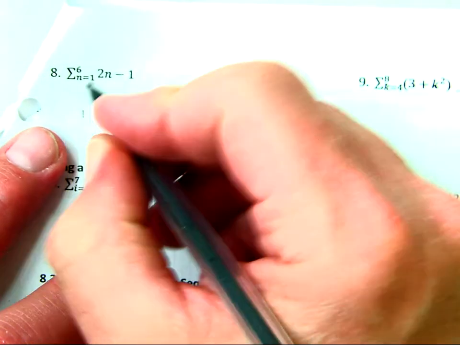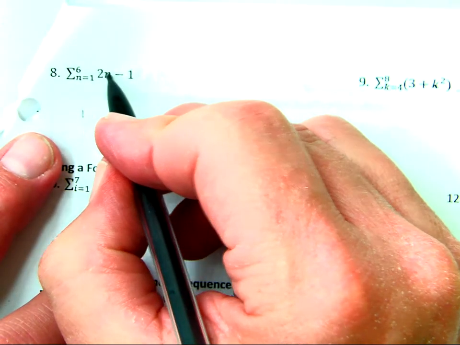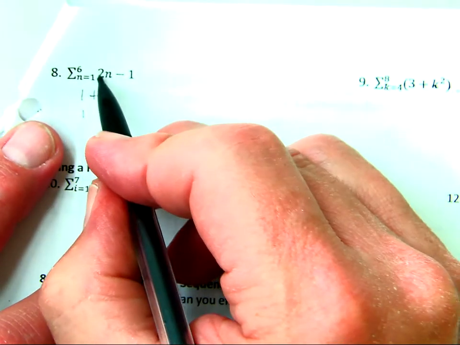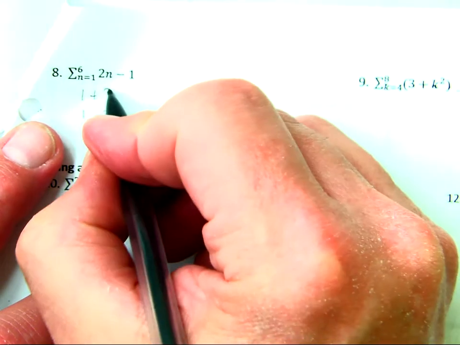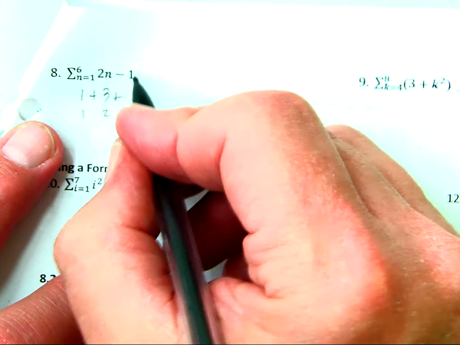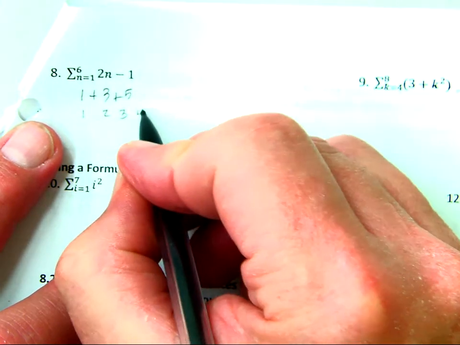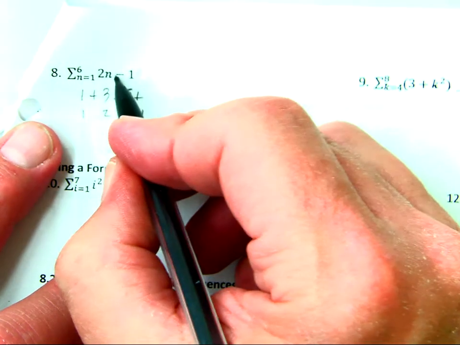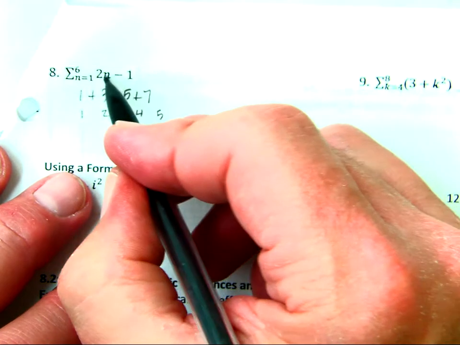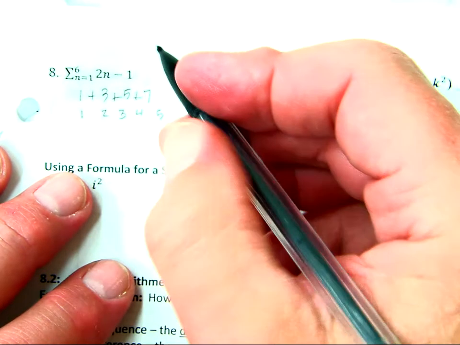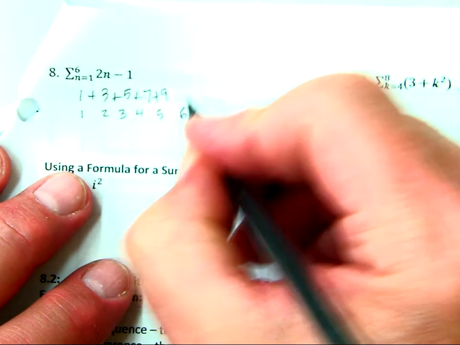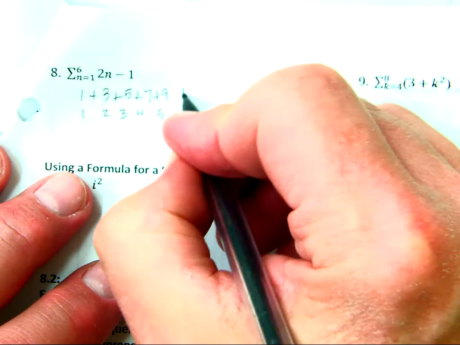So if n is 1, that'll be 2 times 1 is 2, minus 1 is 1. N is 2, that'll be 4 minus 1 is 3. N is 3, that'll be 6 minus 1 is 5. N is 4, that'll be 8 minus 1 is 7. N is 5, that'll be 2 times 5 is 10, minus 1 is 9. And n equals 6, that'll be 12 minus 1 is 11.